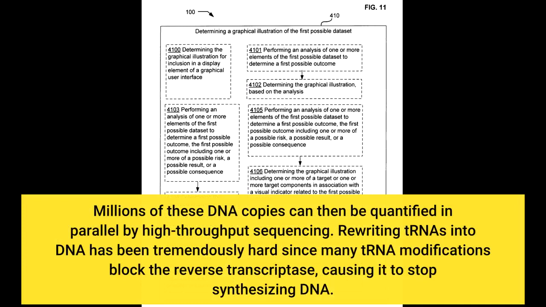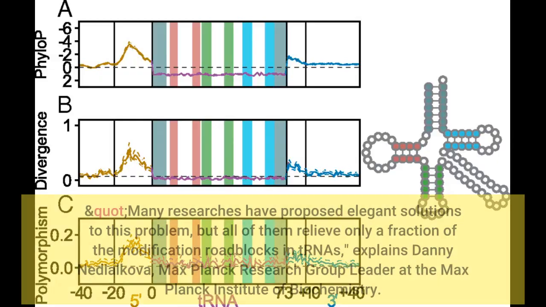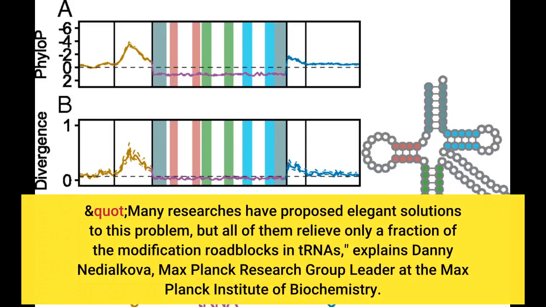Rewriting tRNAs into DNA has been tremendously hard, since many tRNA modifications block the reverse transcriptase, causing it to stop synthesizing DNA. Many researchers have proposed elegant solutions to this problem, but all of them relieve only a fraction of the modification roadblocks in tRNAs, explains Dani Nedyalkova, Max Planck Research Group leader at the Max Planck Institute of Biochemistry.